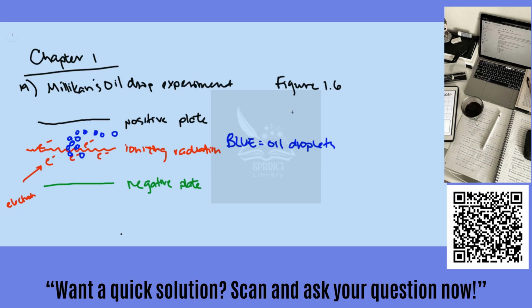Problem 19 asks you to describe Millikan's oil drop experiment and then relate that to how the electron's charge was discovered and why that charge is so important. So I've drawn a really crude representation of what Millikan's oil drop experiment apparatus looks like, but you can see a more detailed figure in figure 1.6 in your book.